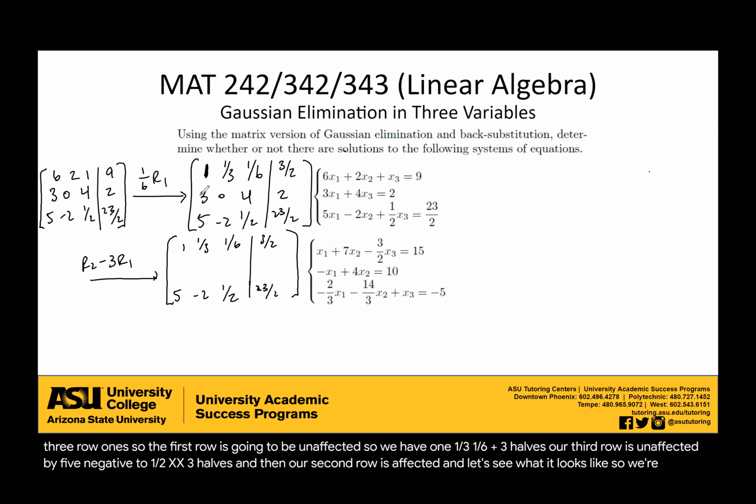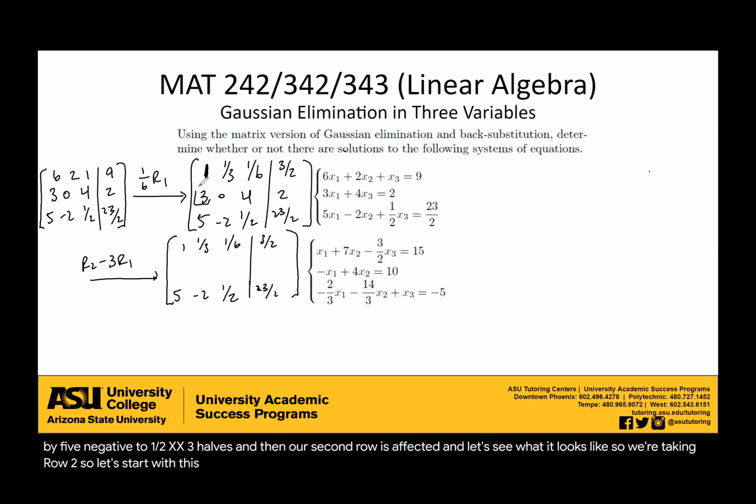So we're taking row 2, so let's start with this element, this 3. 3 minus 3 times 1. 3 times 1 is 3. 3 minus 3 is 0. Just like what we wanted, right? Just like what we expected.